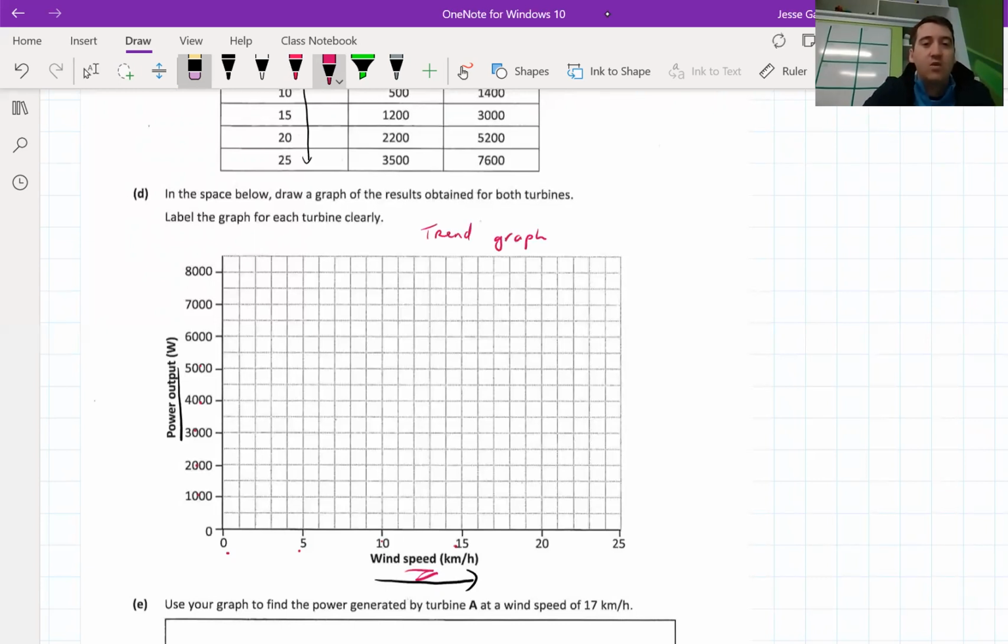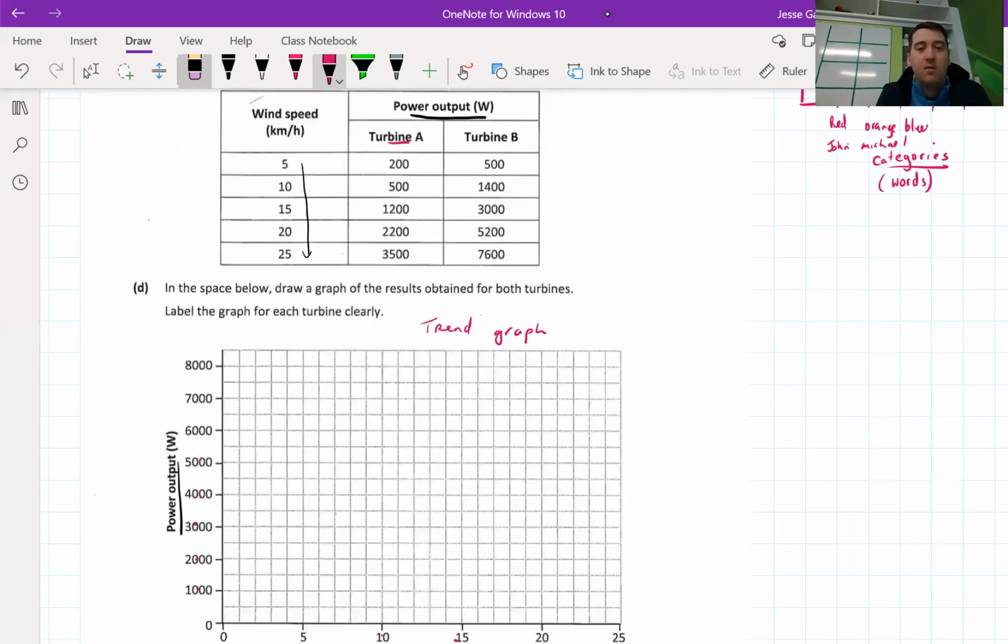But the thing is that there are two sets of results. There's turbine A and turbine B, which means we need to do them in different colors. And notice what it says here: in the space below, draw a graph of the results for both turbines. Label the graph clearly for each turbine. So using purple points and a purple line, we're going to do turbine A, and we'll use a different color, and this is good practice for you to do, using a blue line and blue points, we're going to do turbine B.